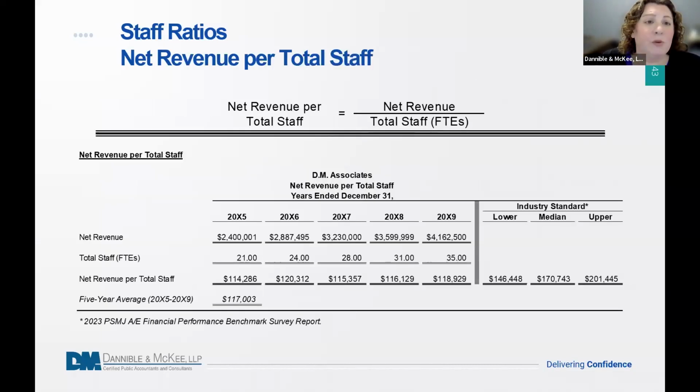So some ratios you can look at to help with staffing is your net revenue divided by total staff that you have on. So you can take your net revenue, divide that by your total staff. Looking at that dollar amount, that's basically the revenue you're generating per staff. It's a great number to look at.